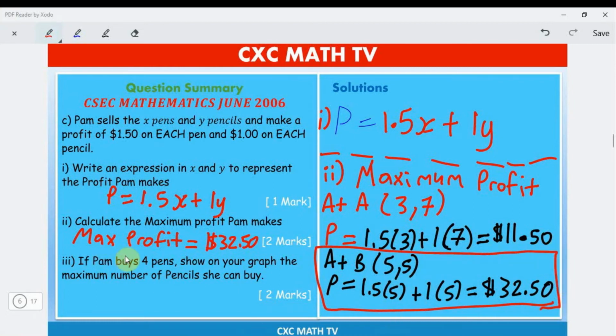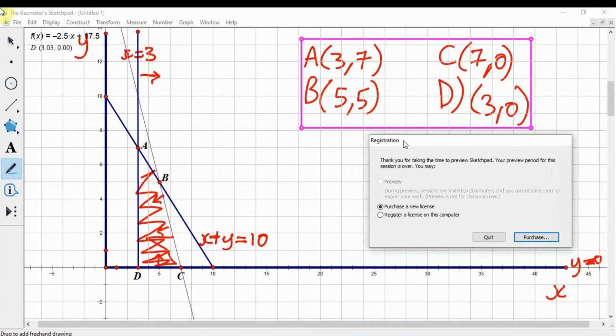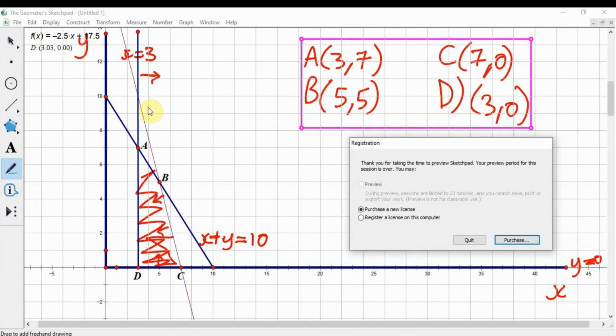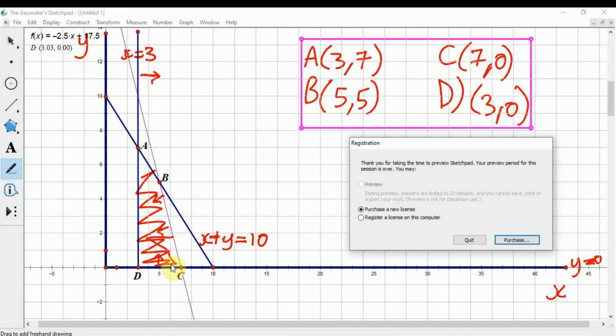Now it says if Pam buys 4 pens, show on the graph the maximum number of pencils she can buy. Because I'm using a preview, I can't put any more points on the graph, but I'll just show you. We're going to write the answer down in the answer booklet. So right here, we need to look at if Pam buys 4 pens. So when X is 4, what's the corresponding Y value based on our graph? All we're going to do is look when X is 4, the maximum number of pencils she can buy.